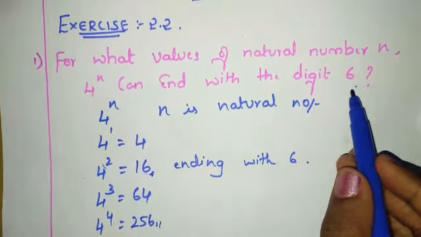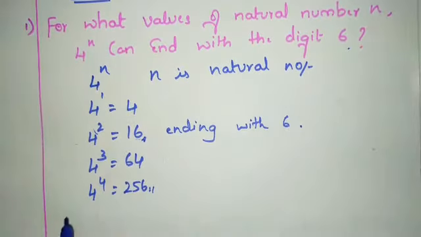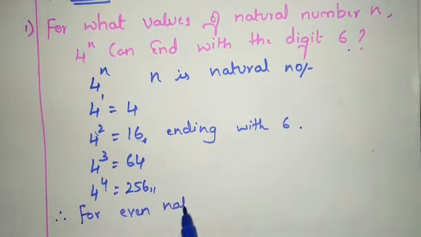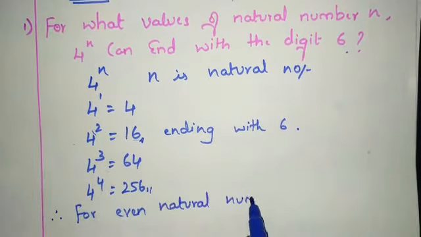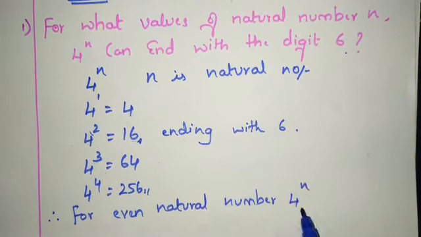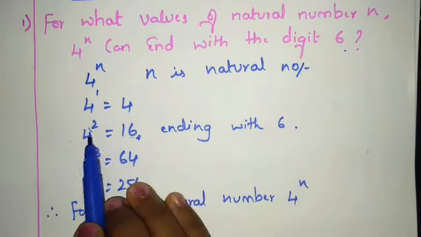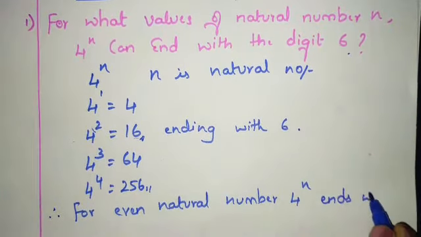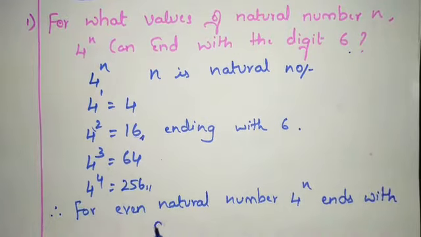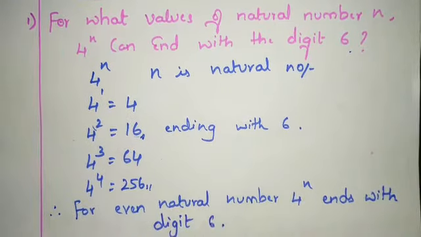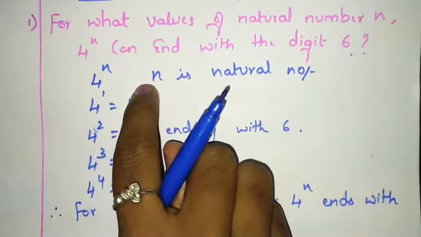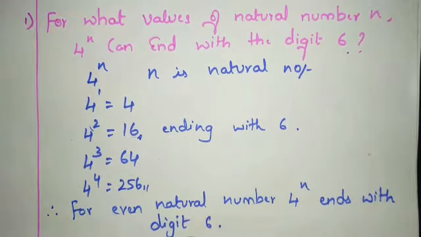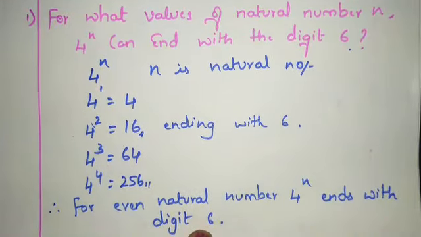Got it? Okay, so now at the end you write one statement, that is, therefore, for even natural number n, 4 power n ends with digit 6. See, if it is an even natural number, this one and this one, it ends with digit 6. Got it? So now we'll see the next sum.